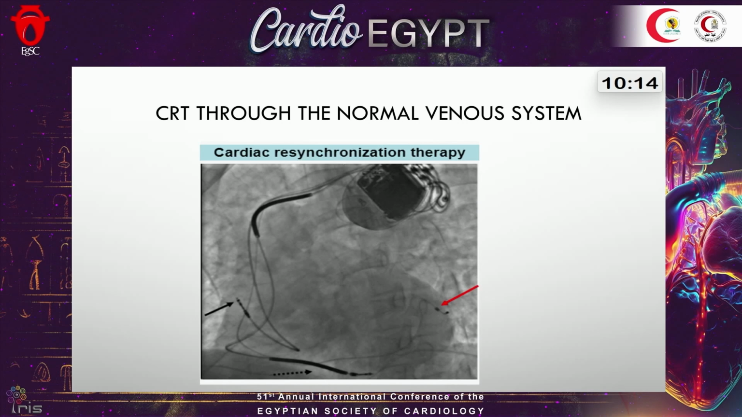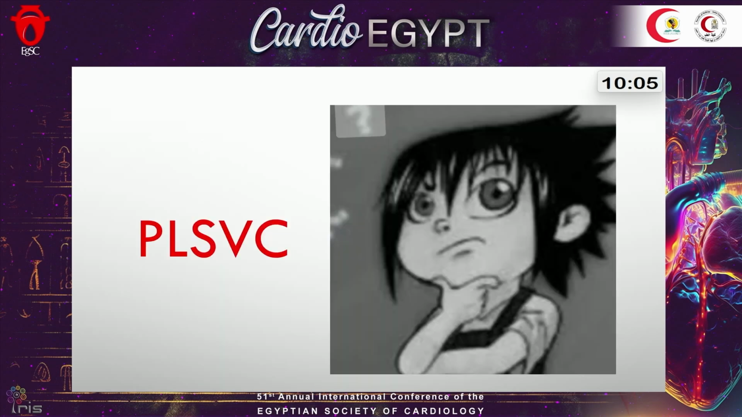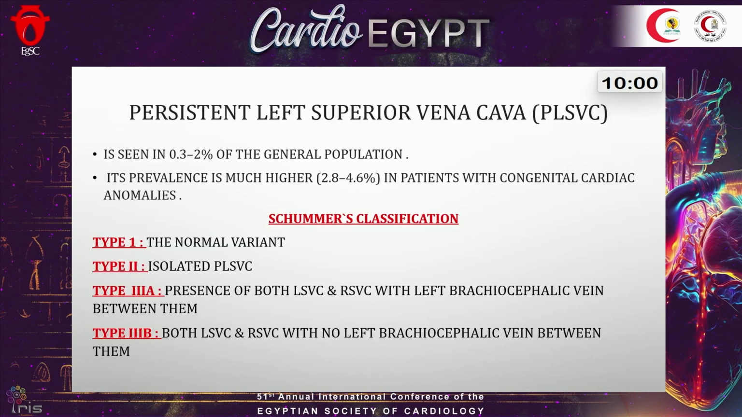Battery, 3 leads, the first arrow for the RE lead, the dashed arrow for the RV lead, and the red arrow for the LV lead. Let's come to our topic, persistent left superior vena cava.